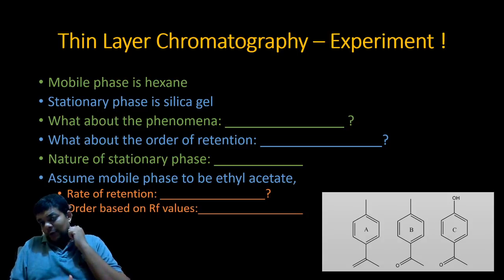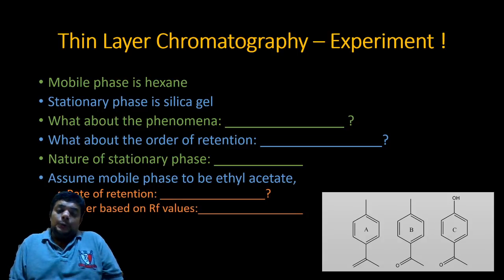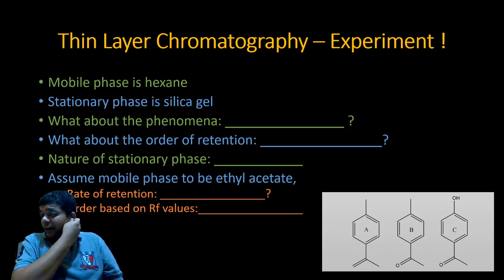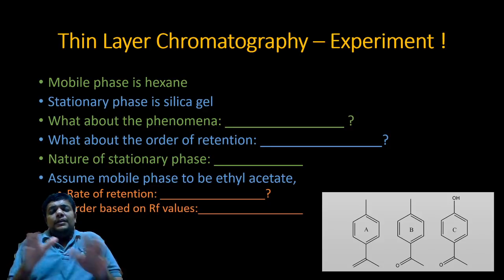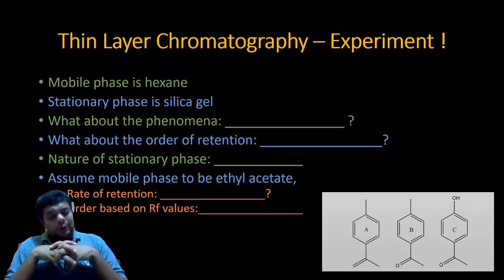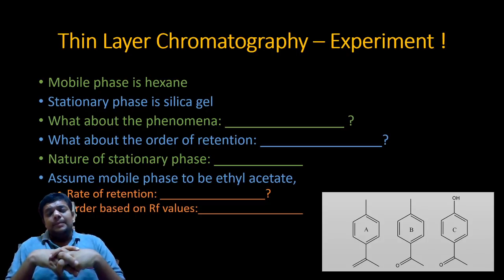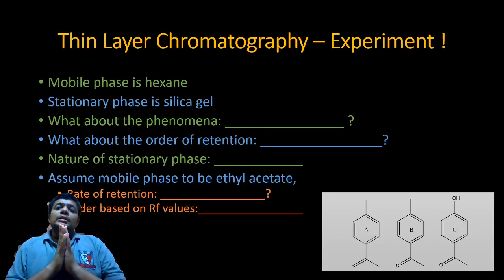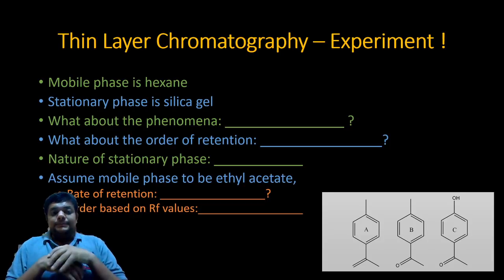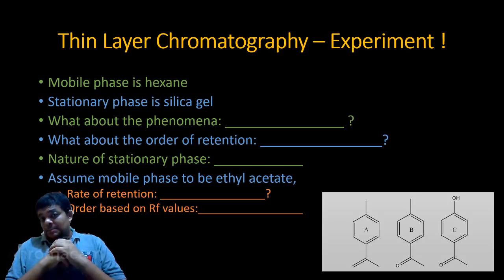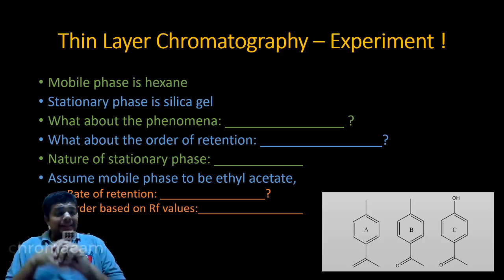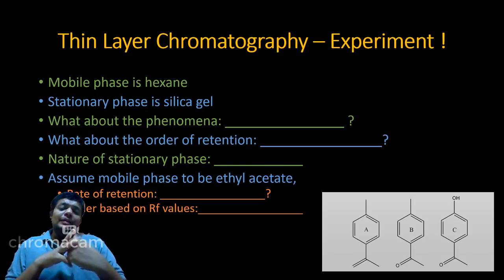I have a question for you and I request you at this stage to please keep a pencil, pen and a book with you, because you will get a chance to calculate something where I might wait for 5 or 10 seconds. If in this experiment, especially designed for you learners, I say that the mobile phase is hexane and the stationary phase is silica gel, then what should I say about the phenomenon? Whether it is adsorption or whether it is partition.